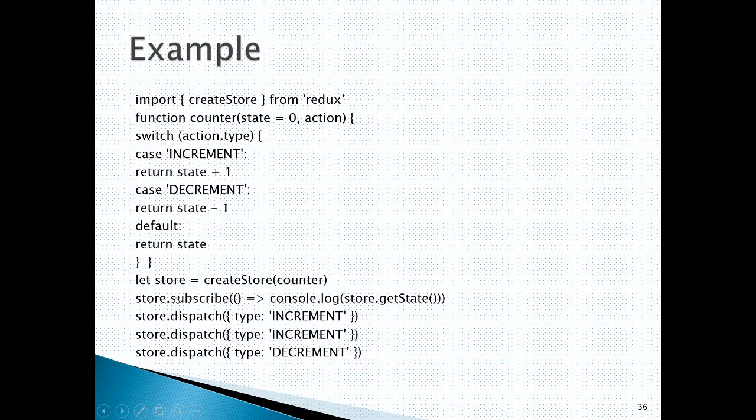And we have created a store where we have provided our reducer function to our store. And now we are subscribing to our store to get the state. We can get the state from the store. We can dispatch an increment method.